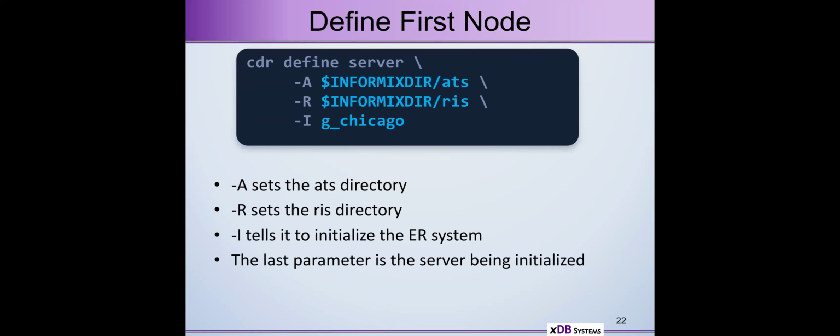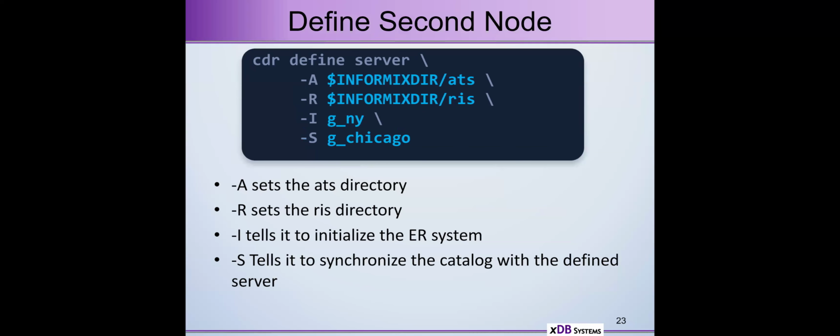And the syscdr database will be created in that DB space you defined earlier. And you're now up and running. You're now running ER. Congratulations. But it doesn't really do anything at that point. It just exists. The second thing is now we need to add a second node to the system.